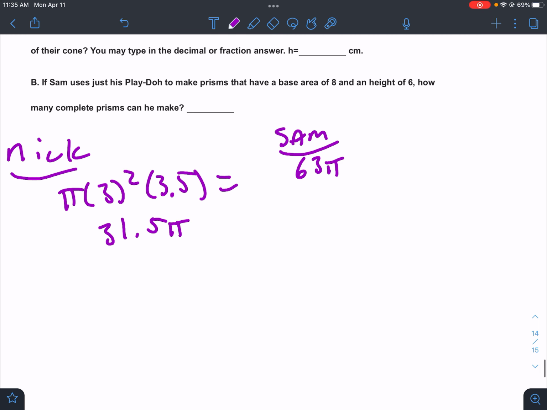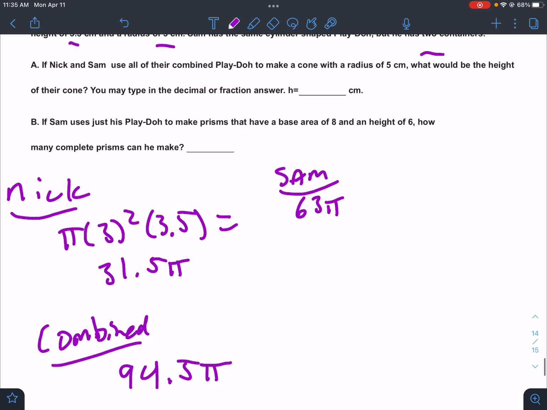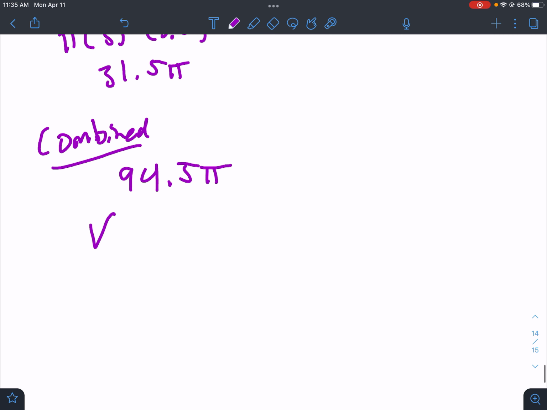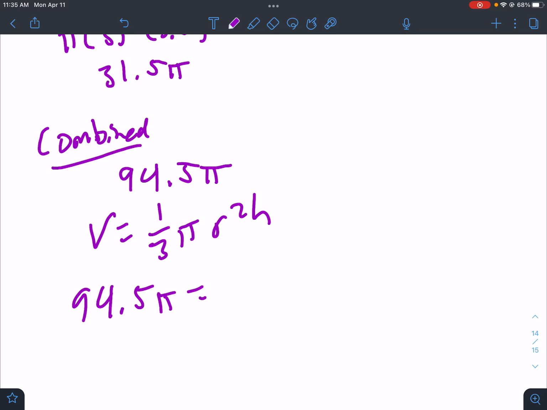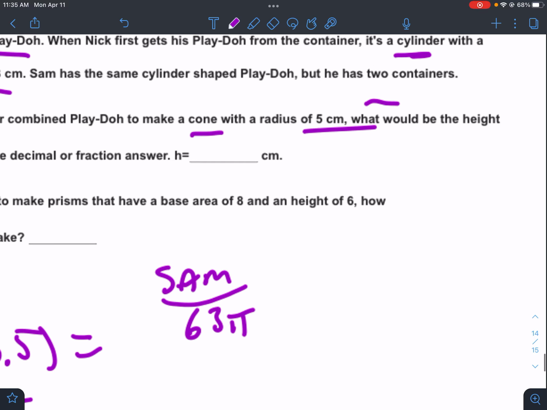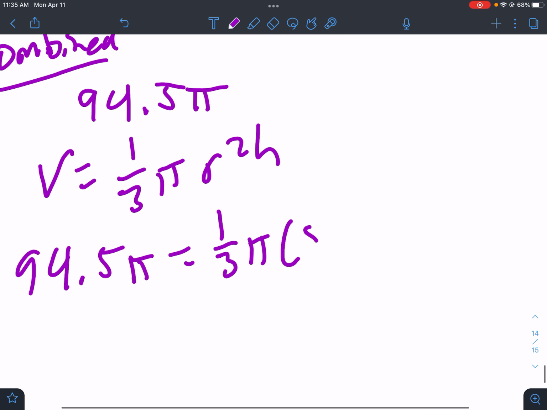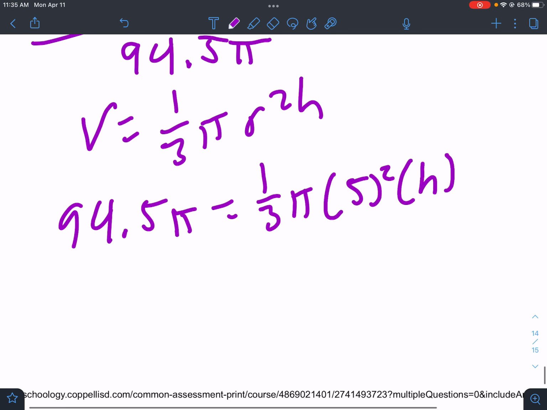So combined, we have 63 plus 31.5. We have 94.5 pi. That's their combined volume. And they're saying they're making a cone with a radius of 5. So volume of a cone is 1/3 pi r squared h. So 94.5 pi equals 1/3 pi. What do we say the radius was? 5 times 5 squared times h.